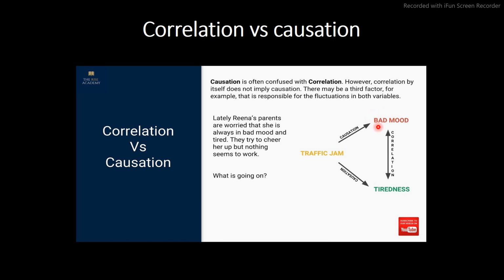When you plot, let's say, 100 people's bad mood versus tiredness, you will see a high correlation. But we are missing the variable, the traffic jam, the causation part. The traffic jam is causing the bad mood, and the traffic jam is causing tiredness. But we are just capturing bad mood versus tiredness and missing the traffic jam, the reason for both. That is why people confuse correlation and causation.